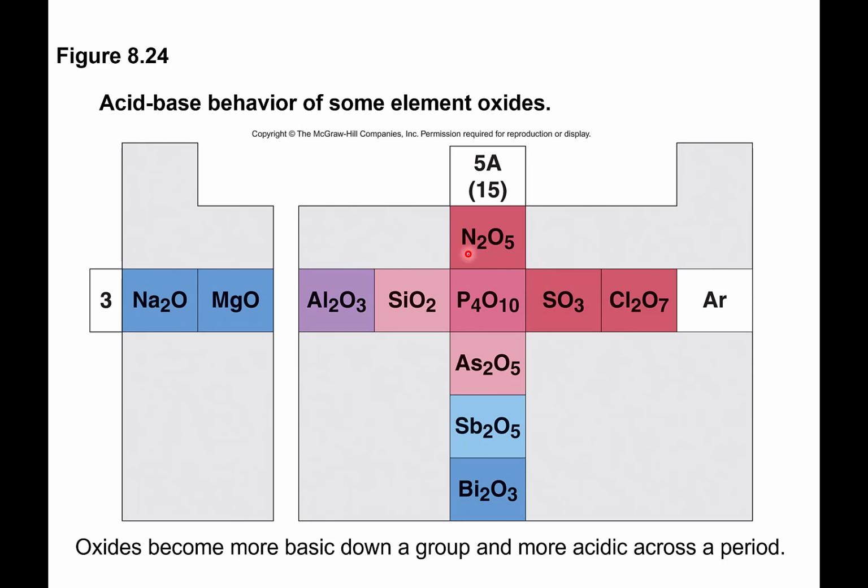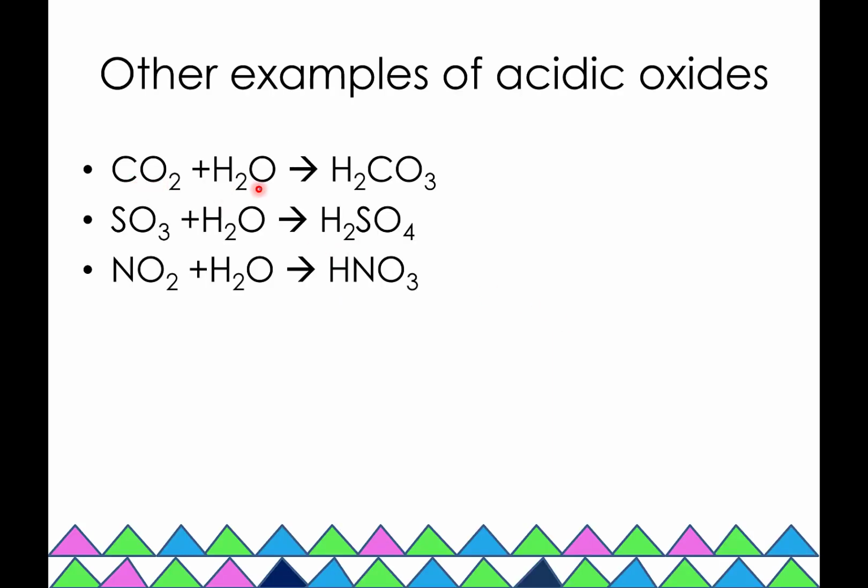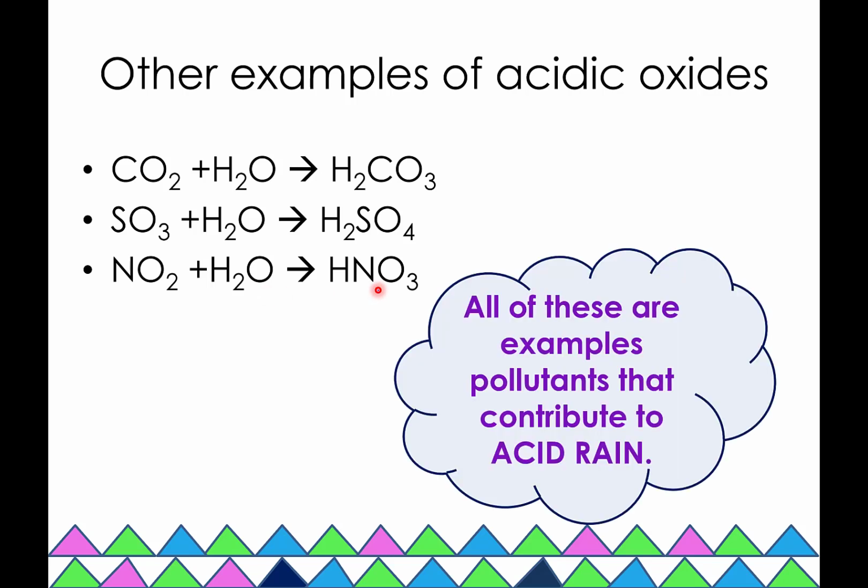So N2O5, it also has to do with oxidation state as well, not just whether it's a metal or a non-metal. And sulfur trioxide, for example, will form sulfuric acid. Here's a few examples. Carbon dioxide and water forming carbonic acid, sulfur trioxide and water forming sulfuric acid, and nitrogen dioxide and water forming nitric acid. So these you can think about.